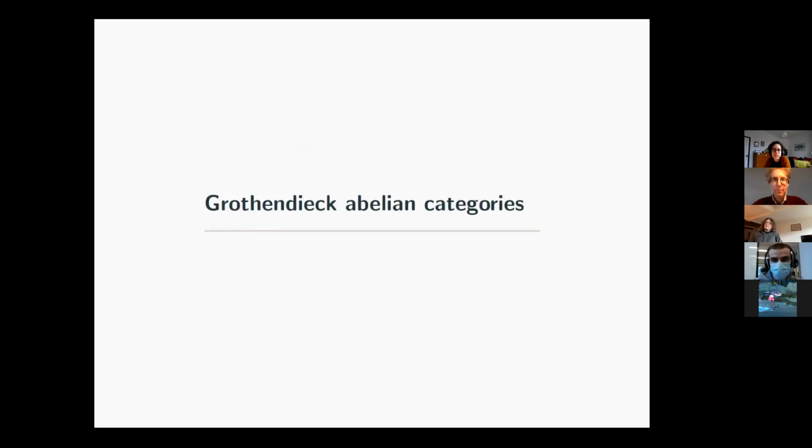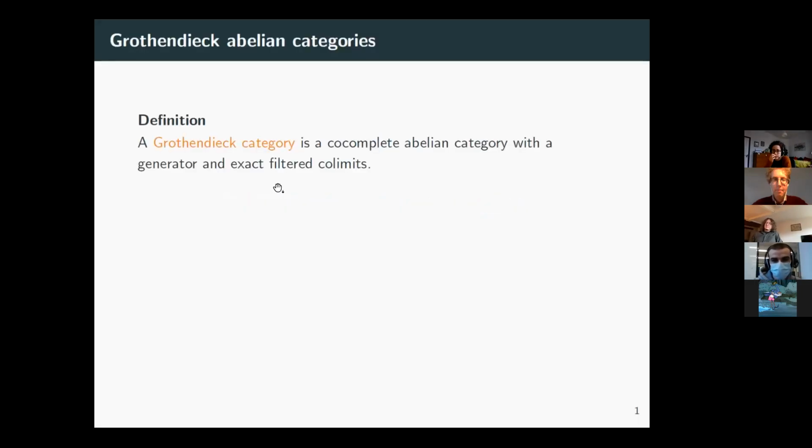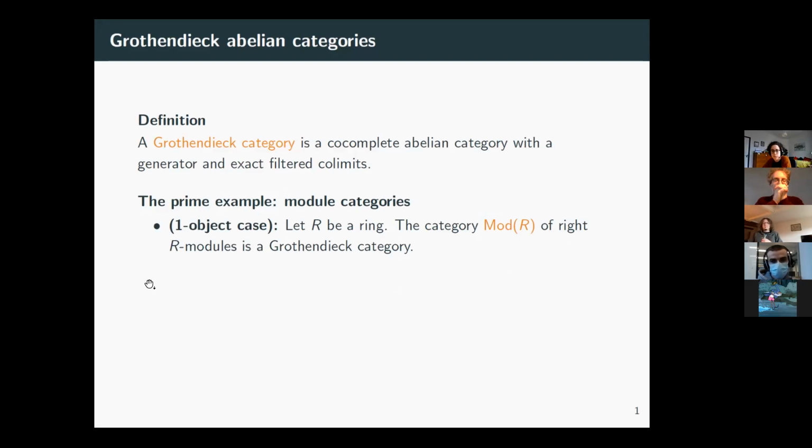First, let me recall what Grothendieck categories are and the way we're going to look at them along the talk. A Grothendieck category is an abelian category which is co-complete, meaning it has all small co-limits, and it has a generator and exact filtered co-limits, so filtered co-limits commute with finite limits. The main examples of Grothendieck categories are precisely module categories. If we have a ring R, the category of right R modules or left R modules, we will choose right along the whole talk, is a Grothendieck category. Why do I call this the one object case? We can always see a ring as a category with one object, where the endomorphisms of that object are given by R. That would be a category enriched over abelian groups with one single object.